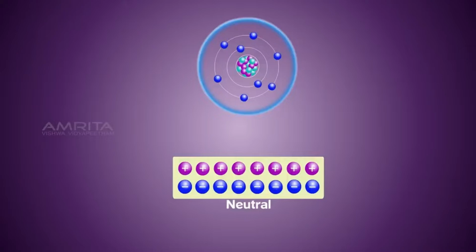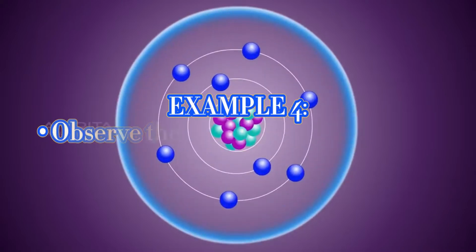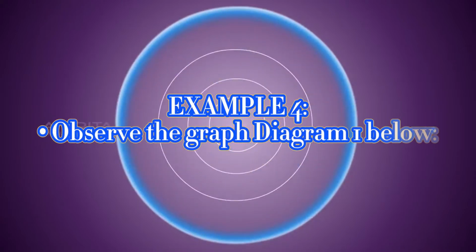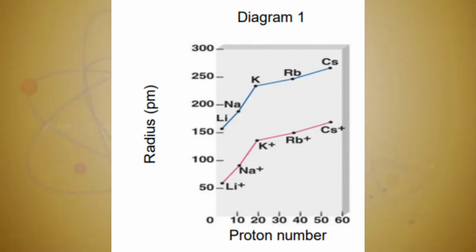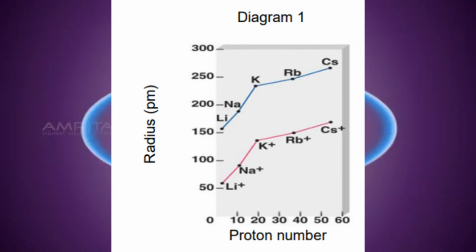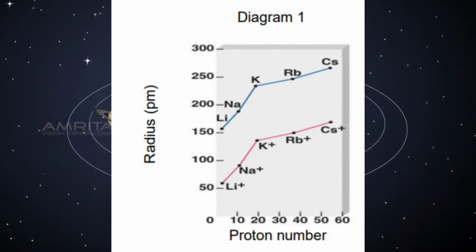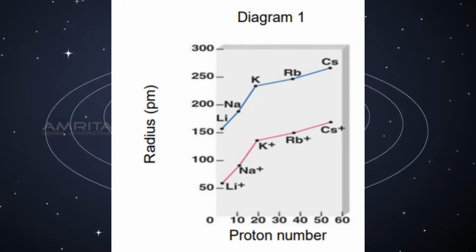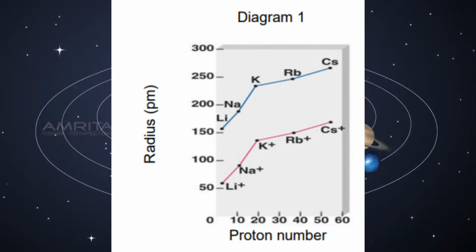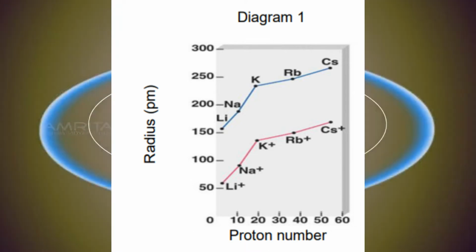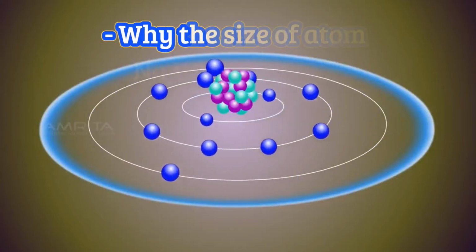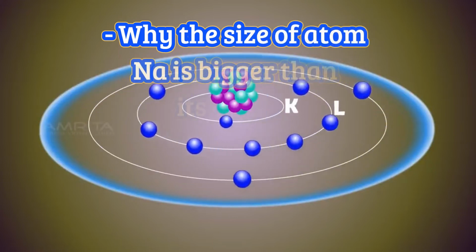Alright, let's move to example 4. Observe the graph, diagram 1 below. Take your time observing it. We need to know two things to answer this question: the size of a neutral atomic radius is bigger than its cation, and the size of a neutral atomic radius is smaller than its anion. So the question is, why is the size of atom Na bigger than its cation?